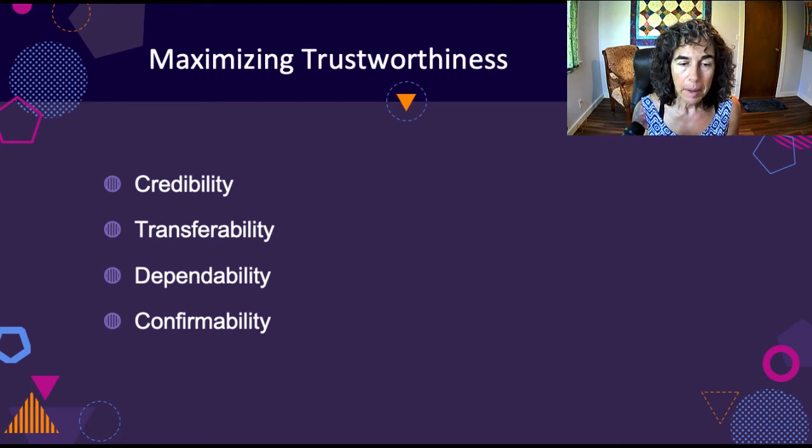Dependability is, can the variability in the study findings be ascribed to the sources? Is it consistent? The findings would be consistent if the inquiry were replicated, which we know we can't do, but if we had somebody else do a similar study with the same subjects or with a similar context. So, is it consistent, basically, is this idea of dependability.